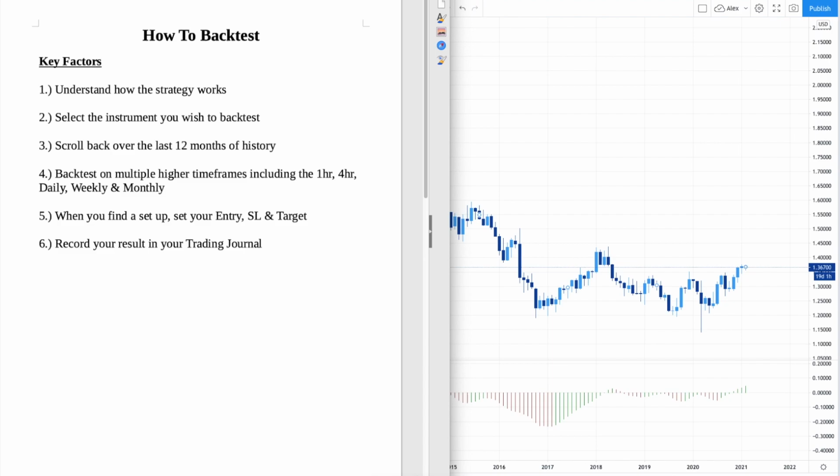This is the second part of my backtesting series. The first one covered the 764 strategy. This one's going to cover the MT strategy, or the momentum strategy. So let's dive right in.